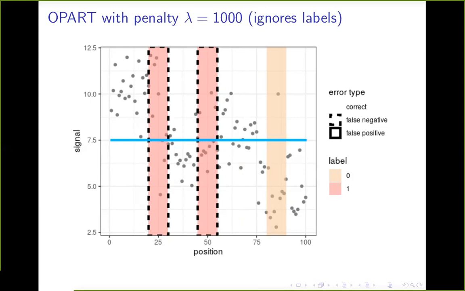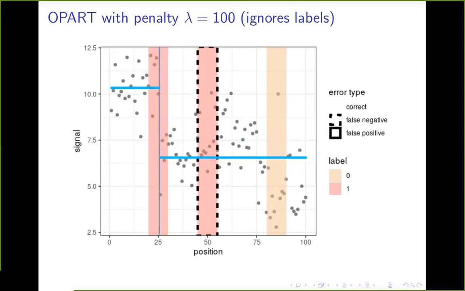If we play with the penalty though, we can find an Opart model which starts to get a change here in this left red region. In this case, with penalty equals 100, we have only one label error, one false negative here. So it's doing a better job than that first model because it's detecting this change right here that we had labeled and that we wanted to detect.